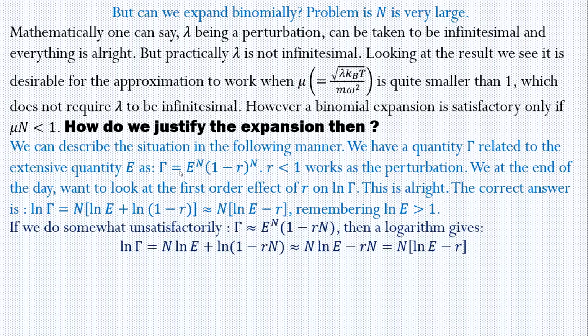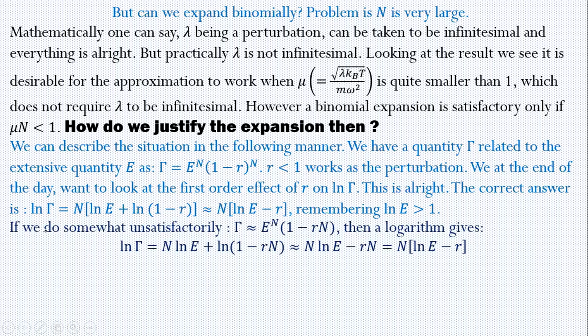So we have a quantity gamma which is related to some extensive quantity E to the n, and there is a multiplicative factor of 1 minus r to the n, where r is less than 1 and it works as the perturbation. At the end of the day, we have to look at the entropy and the entropy correction due to the introduction of lambda. So we want to look at the first order effect of r on log of gamma. That is perfectly okay because log of gamma is just this, and because log E is greater than 1, this approximation is absolutely valid. So this is the correct answer.